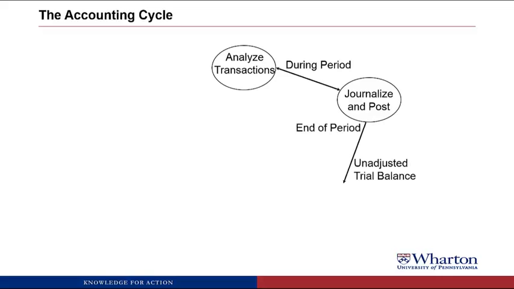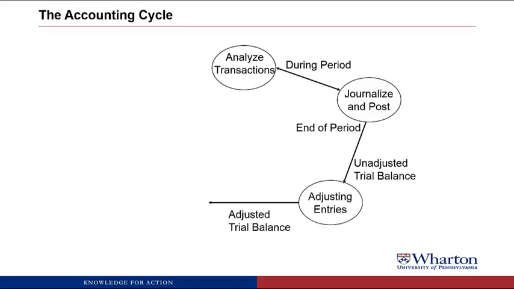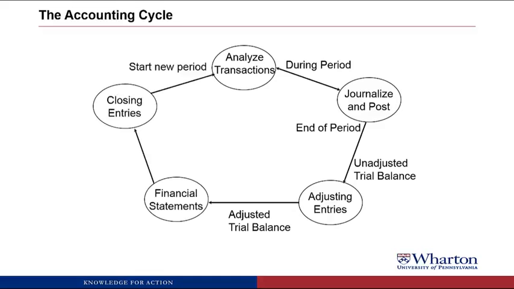Once the period is over, we're going to do a trial balance to make sure that we haven't made any math mistakes or transposed any numbers. Then we're going to do something called adjusting entries, which we need to do to get the books correct before we do the financial statements. After another trial balance, we're actually going to put together financial statements. Once we do that, we're going to do something called closing entries, which gets us set to start the new period all over again, over and over through the whole life of the business.